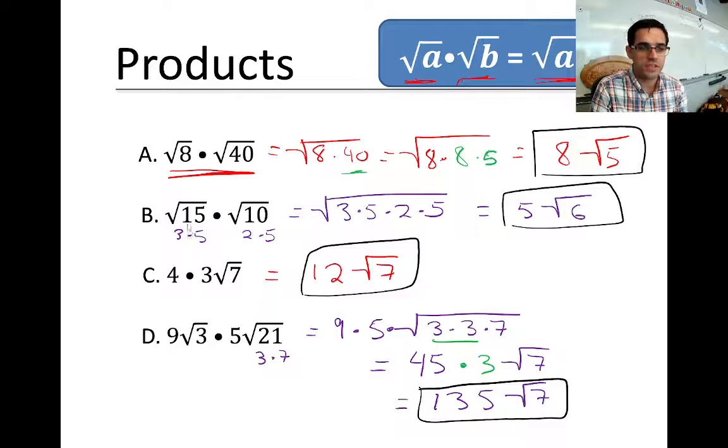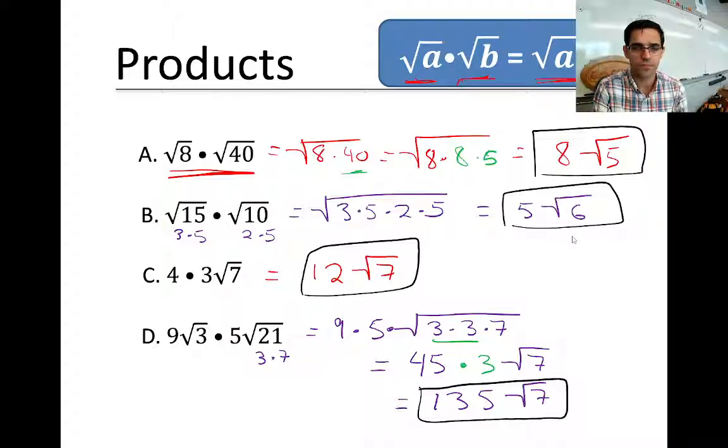Same procedure for example B. I've got root 15 times root 10 is equal to the square root of 15 times 10. But I see 15 is a 3 and a 5 multiplied together, and a 10 is a 2 and a 5. They both have a common factor of 5. So I'm going to pull that pair of 5 out, leaving 3 times 2 inside the radicand. So we get the mixed radical of 5 times the square root of 3 times 2, or 5 root 6.